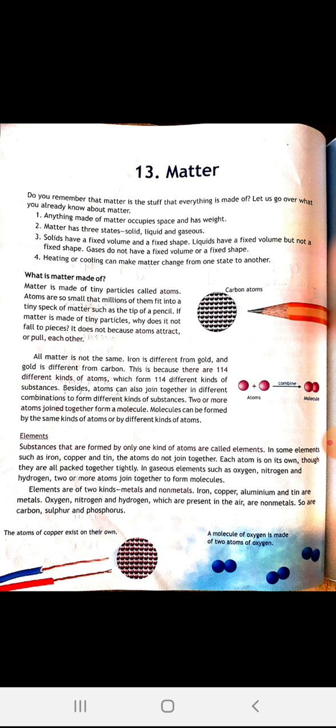So what are elements? Substances that are formed by only one kind of atoms are called elements. In some elements such as iron, copper and tin, the atoms do not join together. Each atom is on its own, though they are all packed together tightly. In gaseous elements such as oxygen, nitrogen and hydrogen, two or more atoms can be joined together so that molecules can be formed.